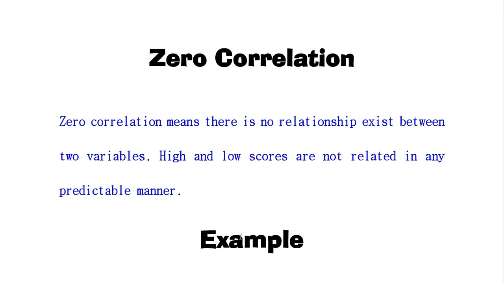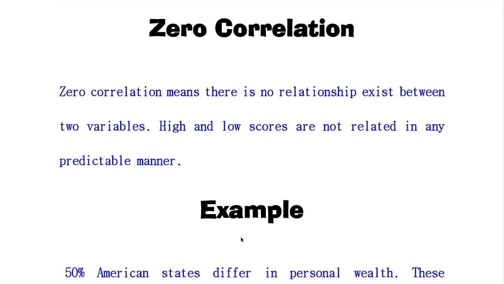Here is zero correlation. Zero correlation means there is no relationship between two variables. High and low scores are not related in any predictable manner. If x and y variables have no relationship, then this type of relationship is called zero correlation.